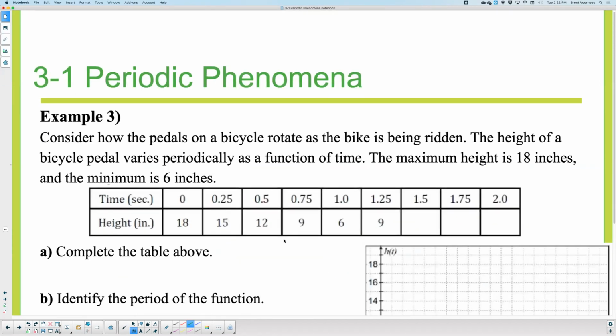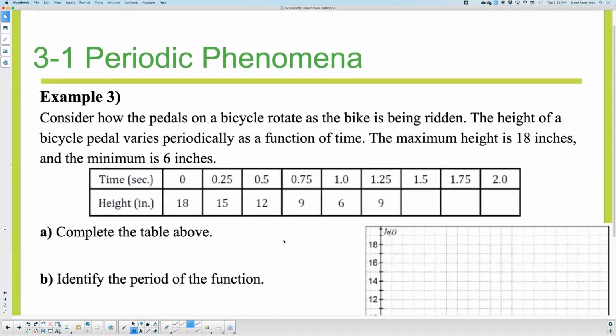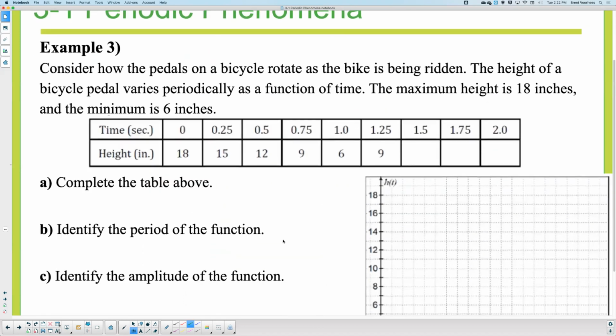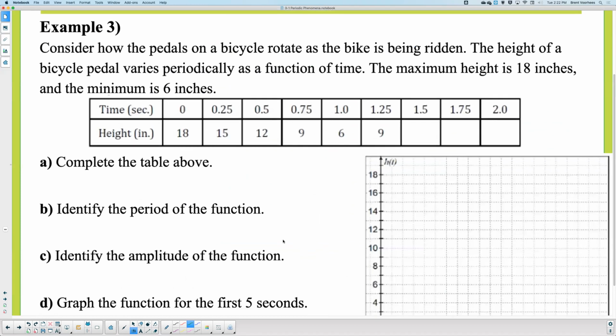All right, now let's look at example 3 here. It says, consider how the pedals on a bicycle rotate as the bike is being ridden. So think about if you're riding a bike, you're just turning your pedals. Now, graphically, a lot of us might think of that as being circular. It's going up and down. You know how a bike's pedals will look like they're moving circular? Well, that's because you're thinking in terms of an x and a y.